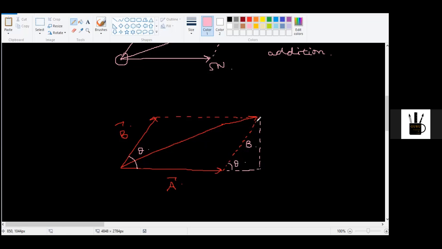If this is B magnitude, this is the adjacent side, which means B cos theta. This is the opposite side, which is B sin theta. Opposite means B sin theta, adjacent means B cos theta. Now carefully look at it.